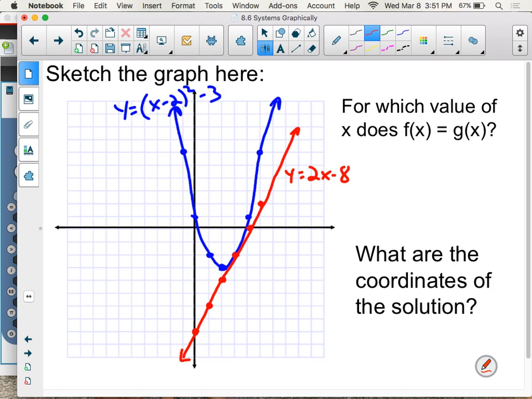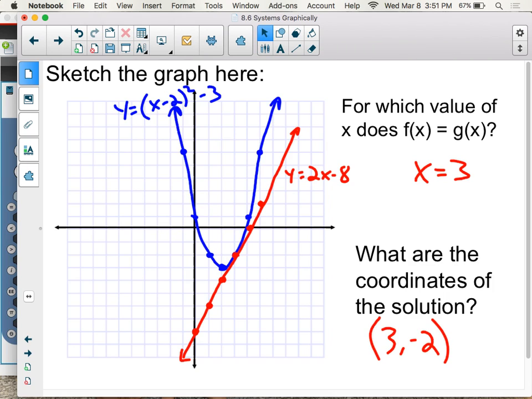So for which value of x does f of x equal g of x? That occurs at x equals 3. And what are the coordinates of the solution? How about 3, negative 2? All right, how did your graphing go? Did you like the fact that you could use that intersect choice on the calculator too? And the table is always helpful. The table is always your friend.